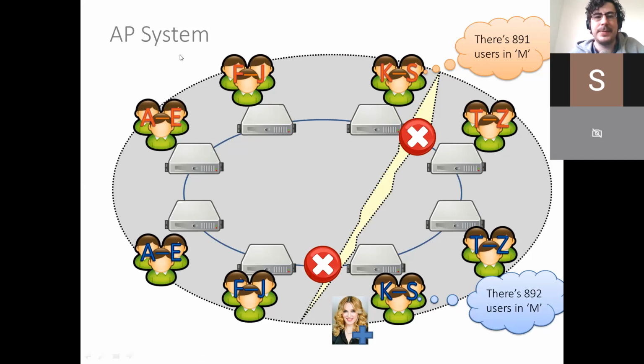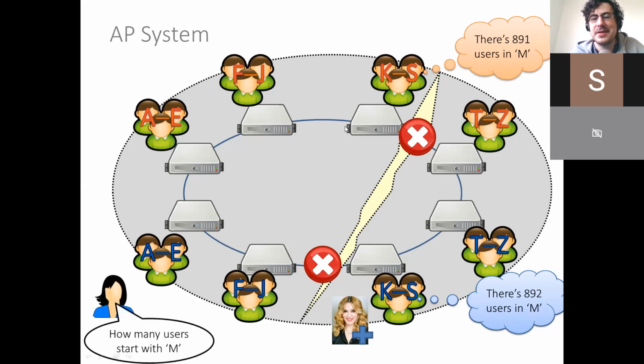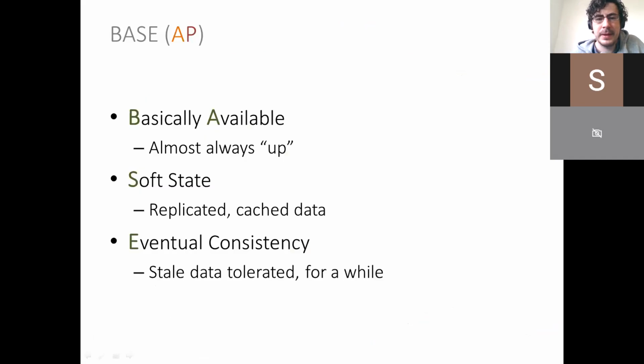And the AP system then is this idea that when you have the request, somehow the system will try to generate a best effort response, which would be in this case, there's 891 users. This is the best estimate we could give right now, even though we're not considering Madonna because there is a partition in the network. So these are overall the concepts.